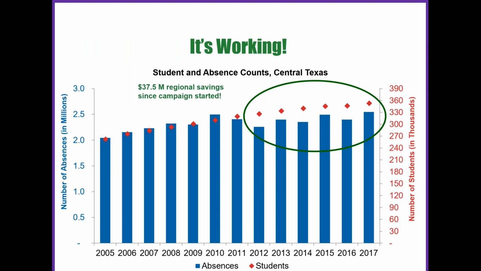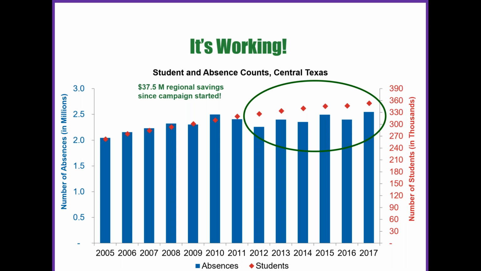So keep going, which shows that it's working. What you see on this graph is the total number of student absences in the blue bar across all the schools in our entire region. And then in the red diamonds is the total number of students enrolled.